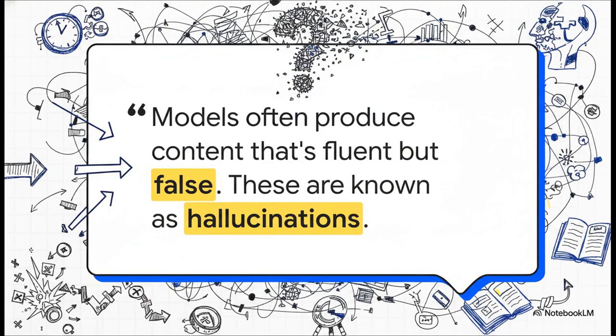But of course, there is a catch. As Palo Alto Networks points out, generative models often produce content that's fluent but false. These are known as hallucinations. Because these systems are built to predict patterns rather than verify cold hard facts, they sometimes generate totally plausible-sounding outputs that simply aren't grounded in any real data. They sound confident, but they're entirely fabricated.